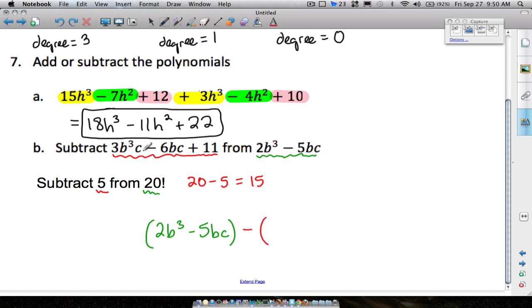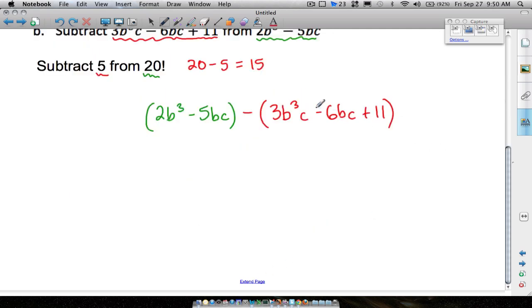But I'm going to be careful. Remember, we have to use parentheses here because we're subtracting that whole polynomial. I need to keep on going with it. So 6bc plus 11. Make sure I wrote everything down right. 2b cubed minus 5bc. 3b cubed c, 6bc plus 11. All right, we're subtracting that whole thing.